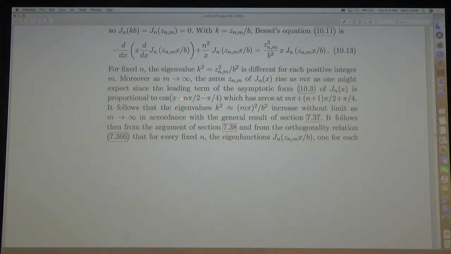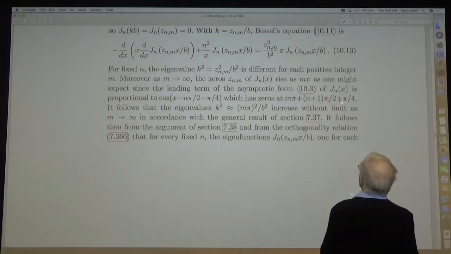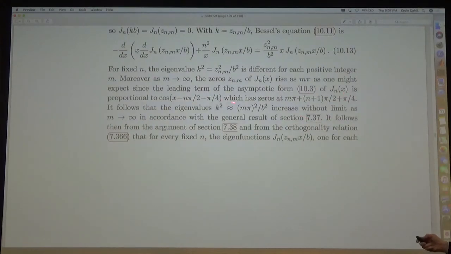Well, here it is. It's proportional to that. And so the zeros are m pi plus n plus 1 pi over 2 plus pi over 4. So the eigenvalues are basically m pi squared over b squared. They increase without limit. That means that the Bessel functions are complete, and of course you want sets of functions that are complete.